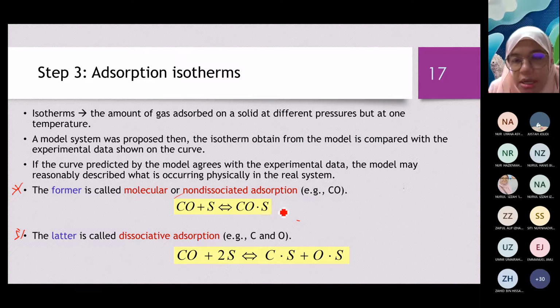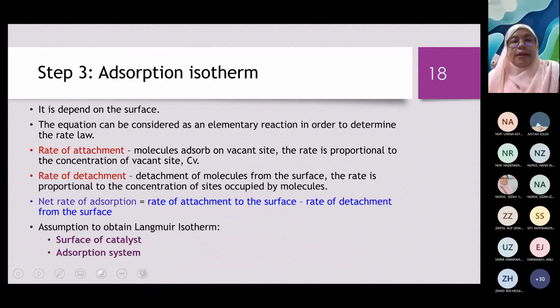Okay, if adsorbed as a molecule, the active site required is only 1. So this one is 2 because it will produce C·S plus O·S. Okay, so these two are important, non-dissociative and dissociative. So in the question, you should be aware whether it is molecular adsorption or dissociative adsorption. Okay, it depends on the surface.